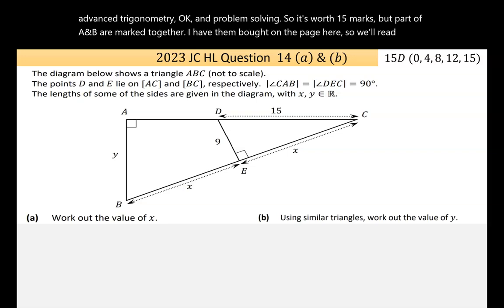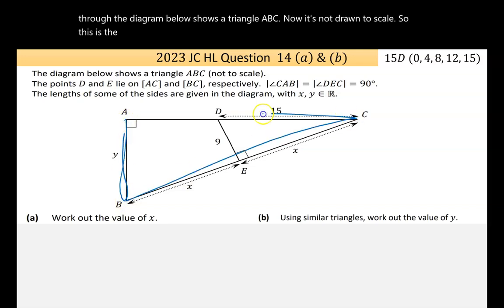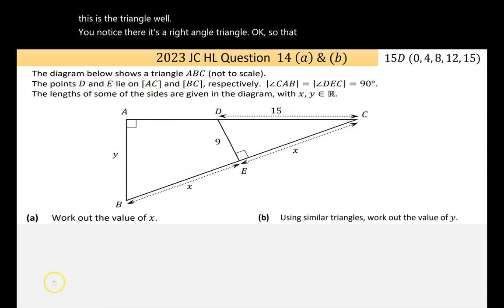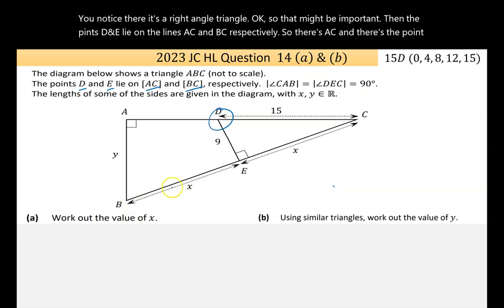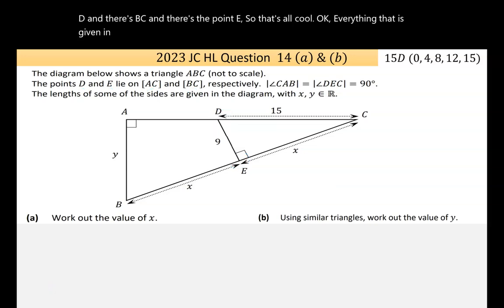The diagram below shows a triangle ABC. Now it's not drawn to scale, so this is the triangle ABC. You notice there it's a right angle triangle, so that might be important. Then the points D and E lie on the lines AC and BC respectively. So there's AC and there's the point D, and there's BC and there's the point E. So that's all cool. Everything that is given in the text is given on the diagram.